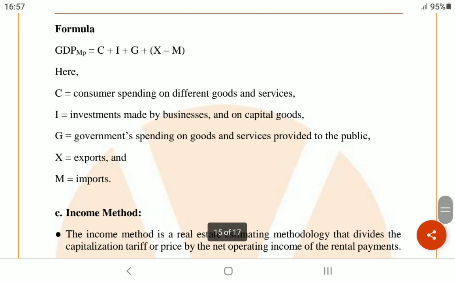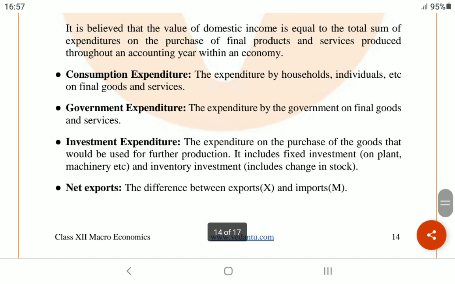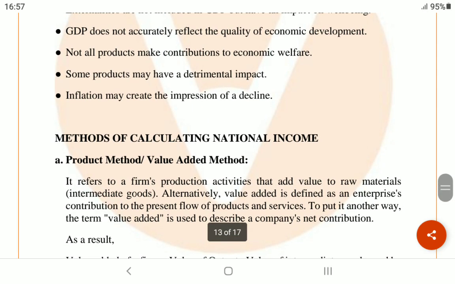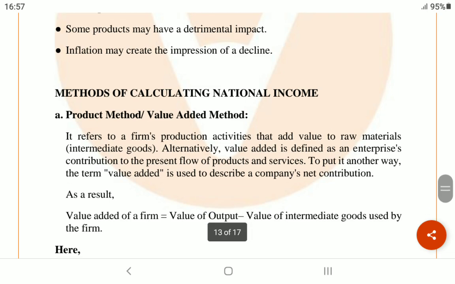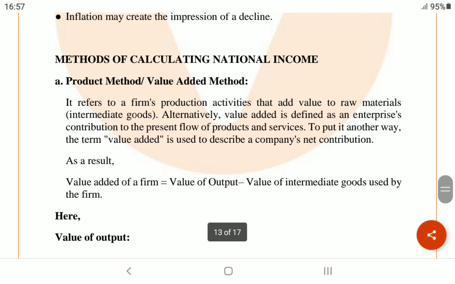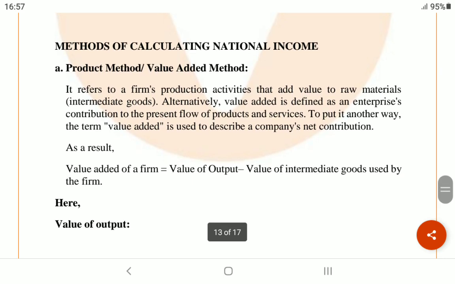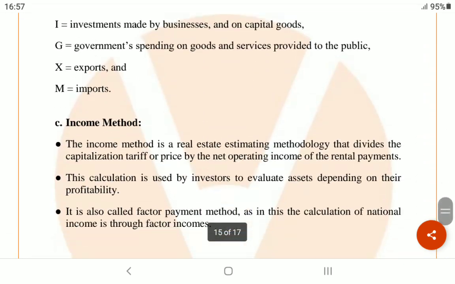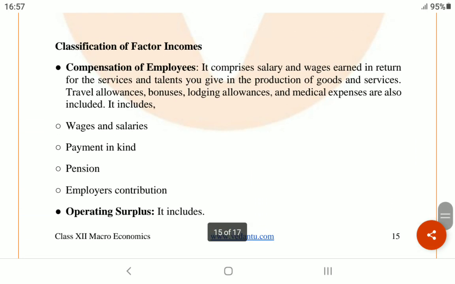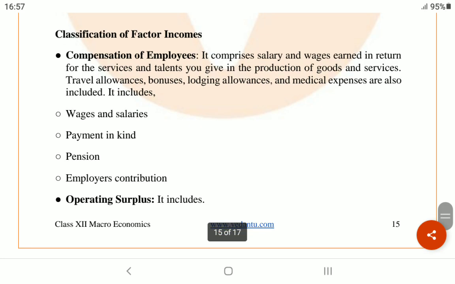Here this income method, this expenditure method, and this product method or value added method, any one of these types they may ask for 2 or 3 marks, and they may ask only to explain, they may ask for 3 marks also. There are chances, they can ask to only explain. This part, this little bit they may not ask.